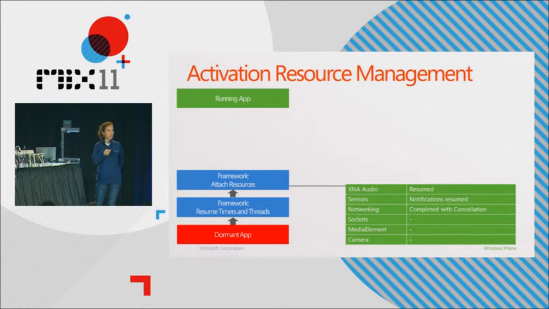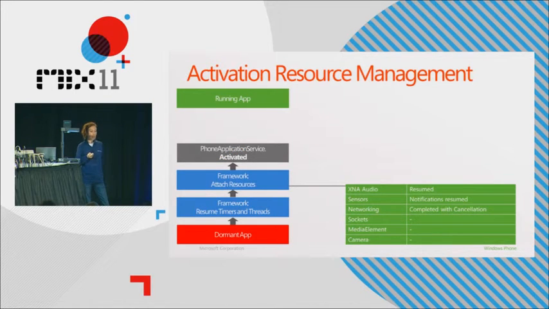For asynchronous network calls that the frameworks canceled, then the frameworks are going to complete these calls with an indication of cancellation. The three types for which the frameworks will not reattach the resources are sockets, media element, and camera. So this is where the application will have to put a bit of work to reattach these resources.